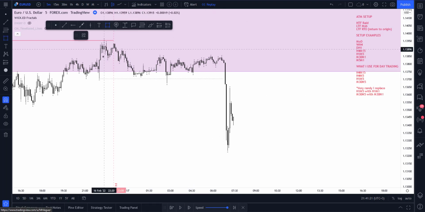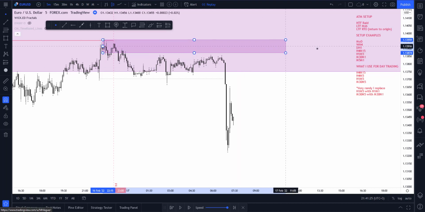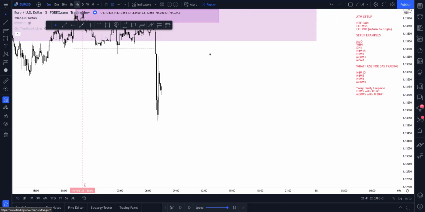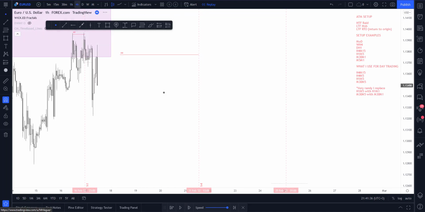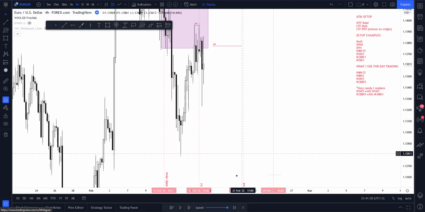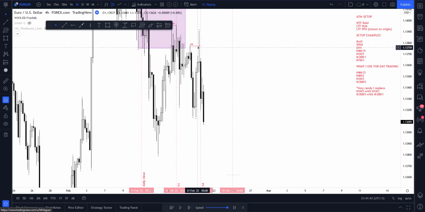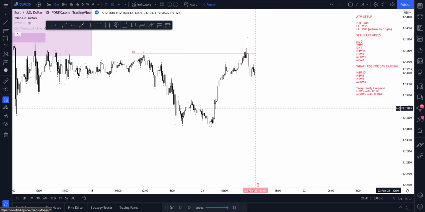So we have this origin zone, which is already tested several times, which is something that I don't like, but you can wait for the price to come into it, and it would be a valid trade. It would be valid, but it wouldn't be a nice one. So let's continue with the price. We rate it there. After the candle closes, we look for this candle at the 5-minute chart. You could use 5-minute chart as well.